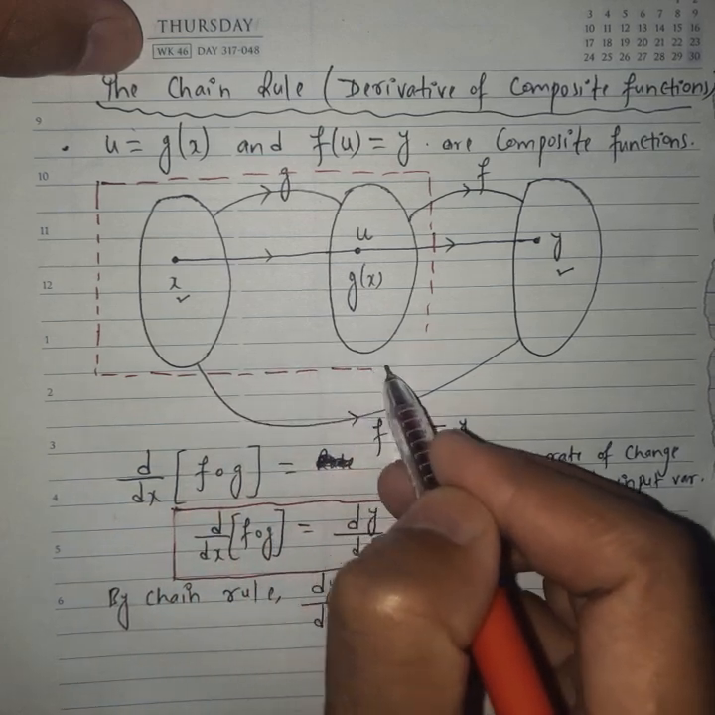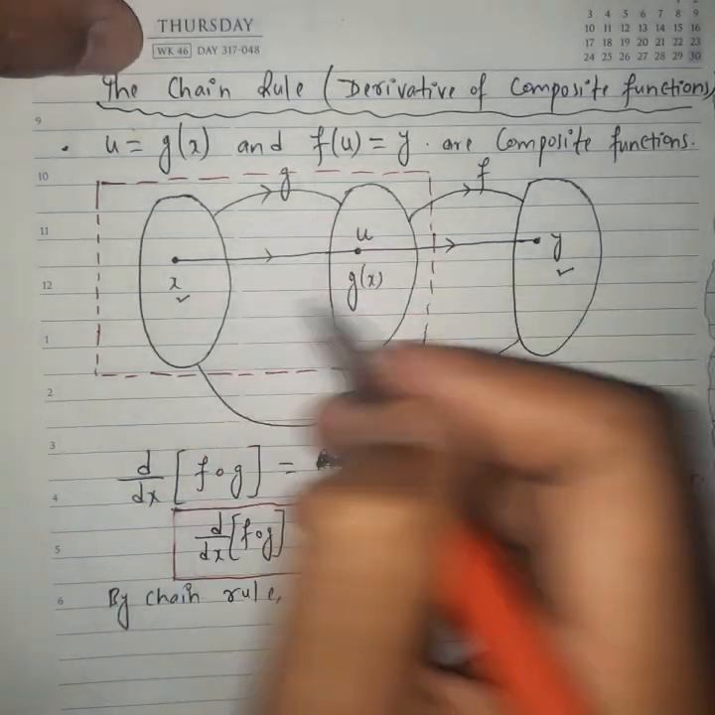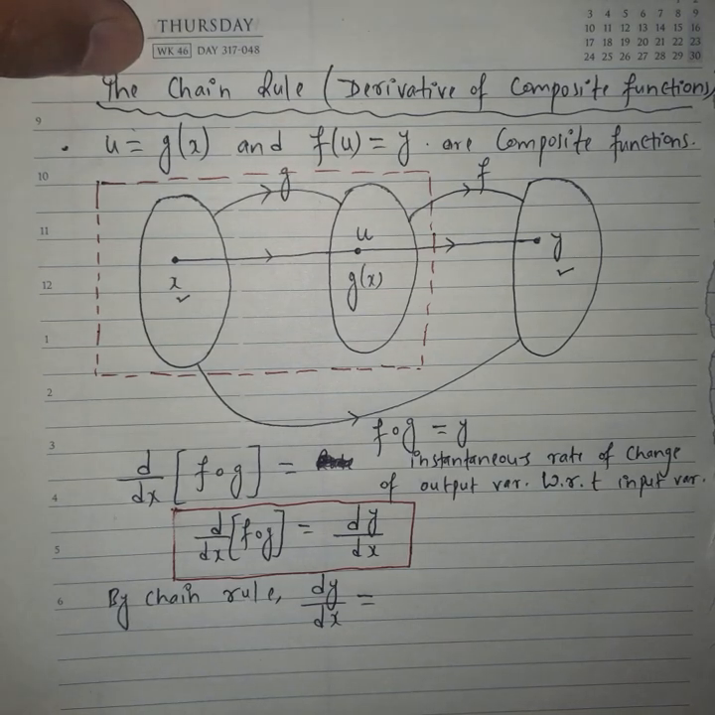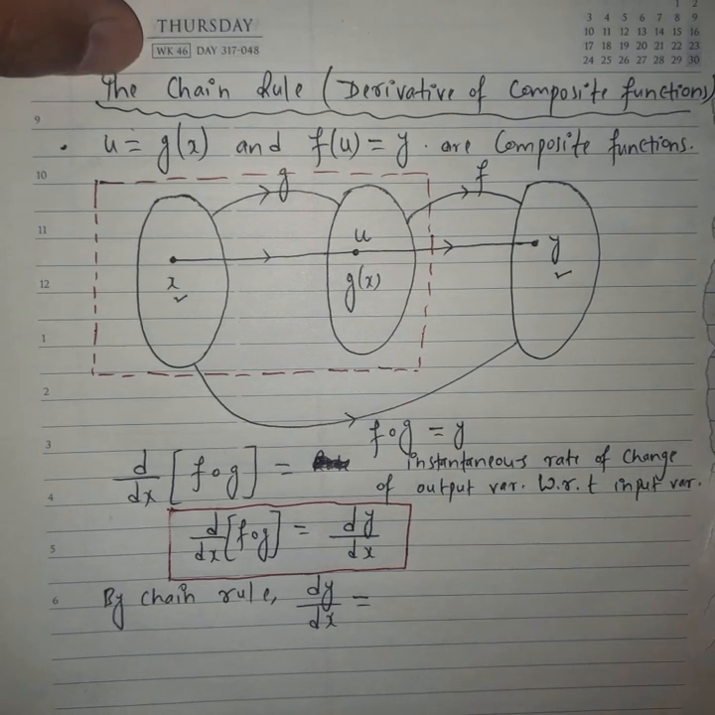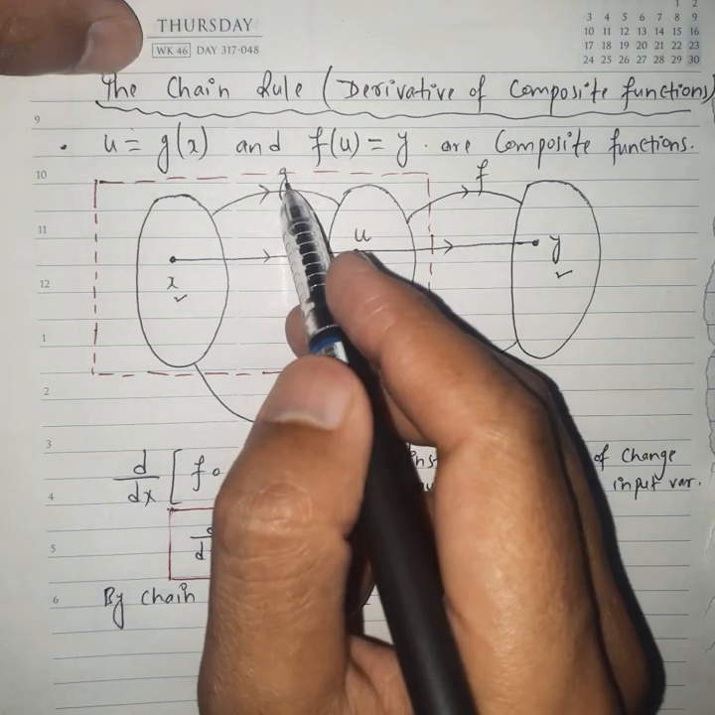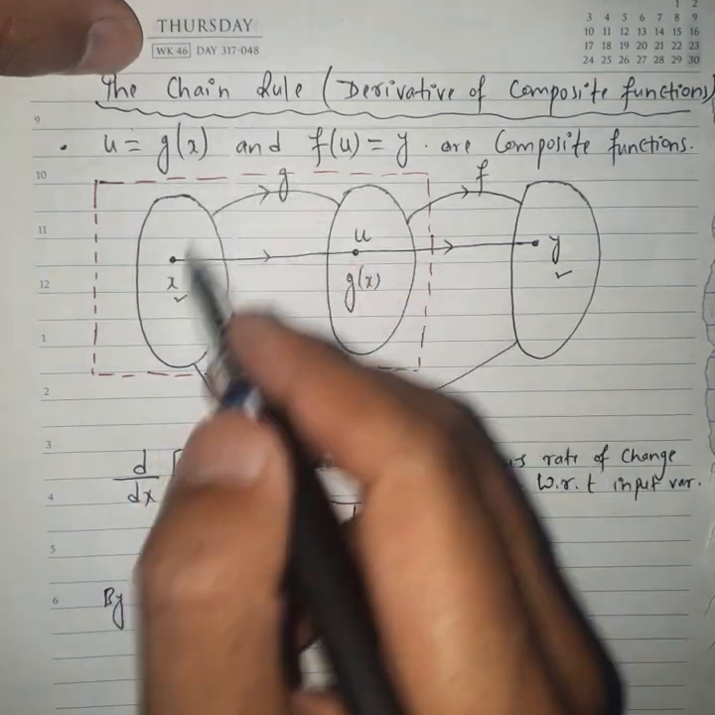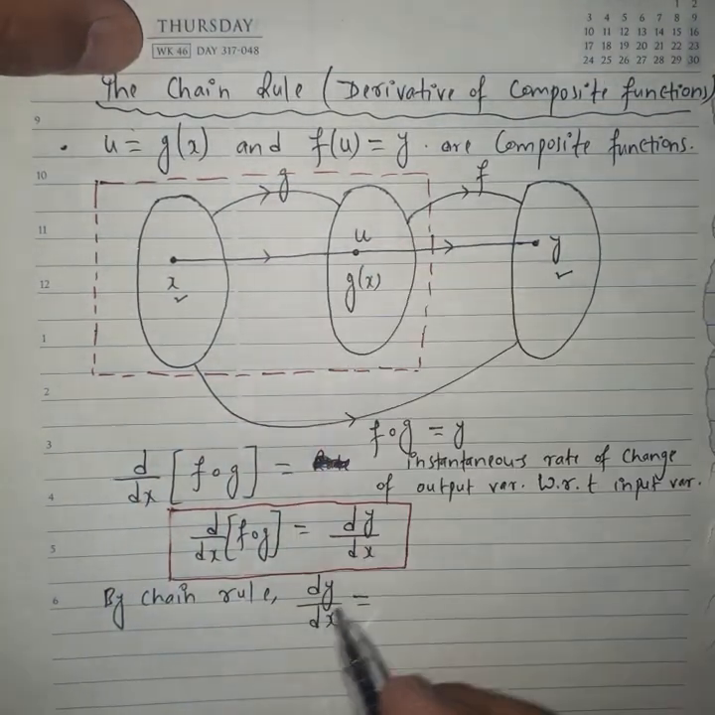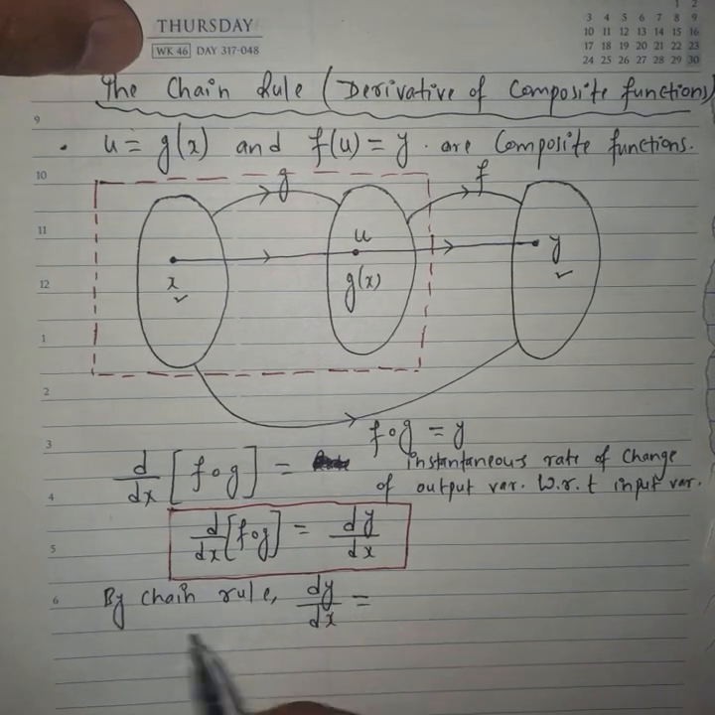This part is enclosed by the red rectangle. It is here, the dotted red rectangle. Here we have taken the function g only for the first part. It is the same as, according to the chain rule.